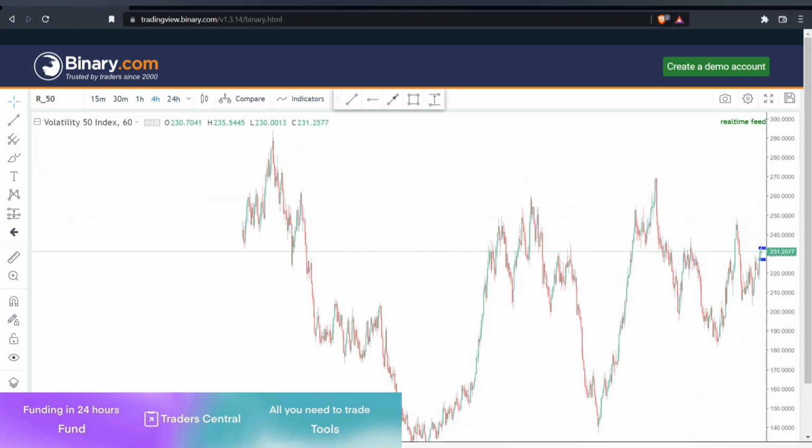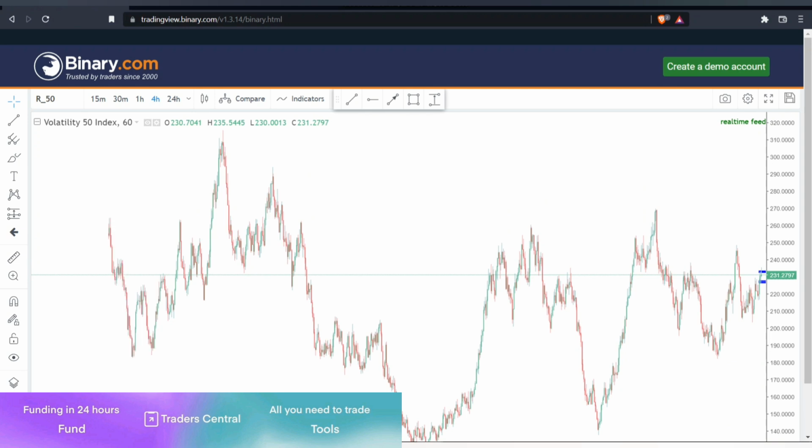access to do your analysis on synthetic indices. This is not the same as the normal Tradingview. It is specifically the one which can allow you to do your analysis on volatilities, or let me say synthetic indices in general.